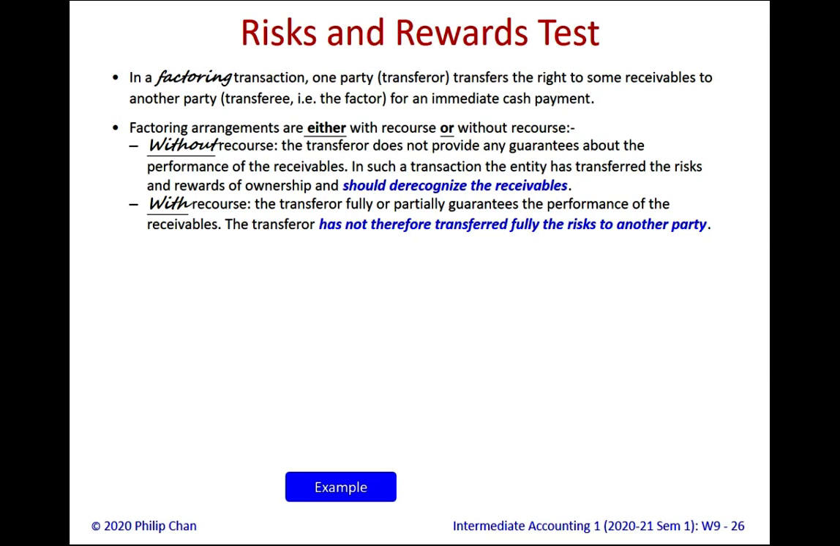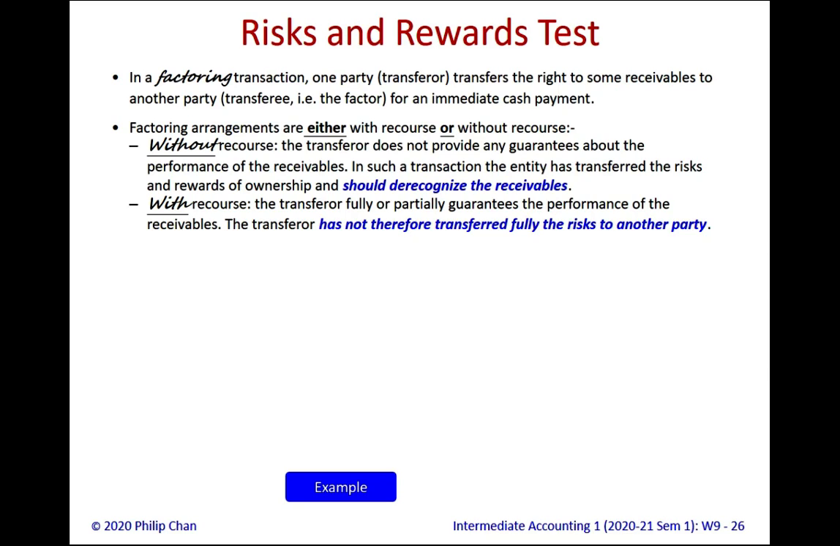A factoring arrangement would then be either with recourse or without recourse. Without recourse means the transferor does not provide any guarantee about the performance of the receivable. That means it would not guarantee whether the factor can in fact receive all the money back from your original customers. In such transactions, the entity, that means the transferor, has transferred the risks and rewards of ownership and should derecognize the receivable, because you no longer have any obligations for further cash flows, and the risks and rewards of this asset have been passed to the transferee, the factor.